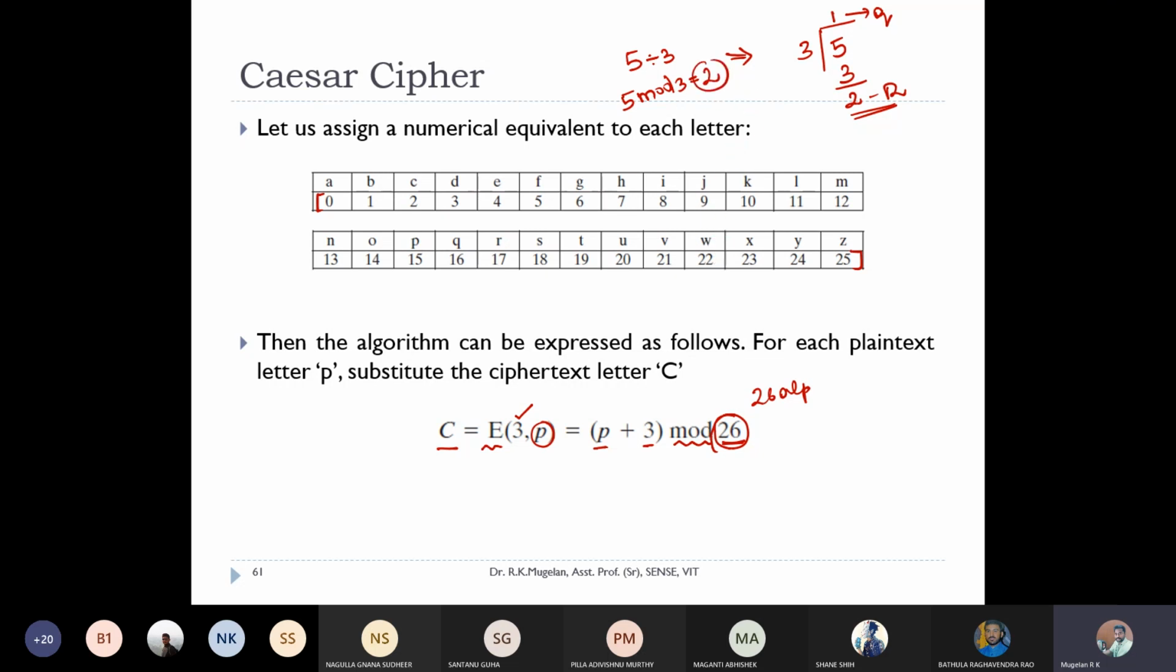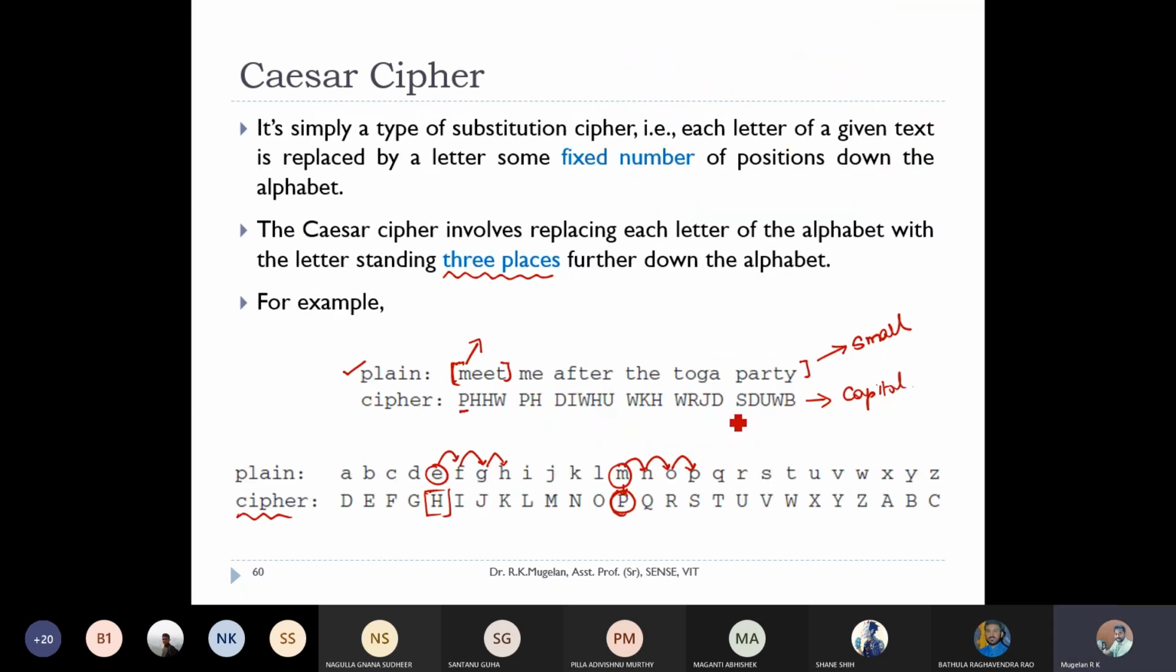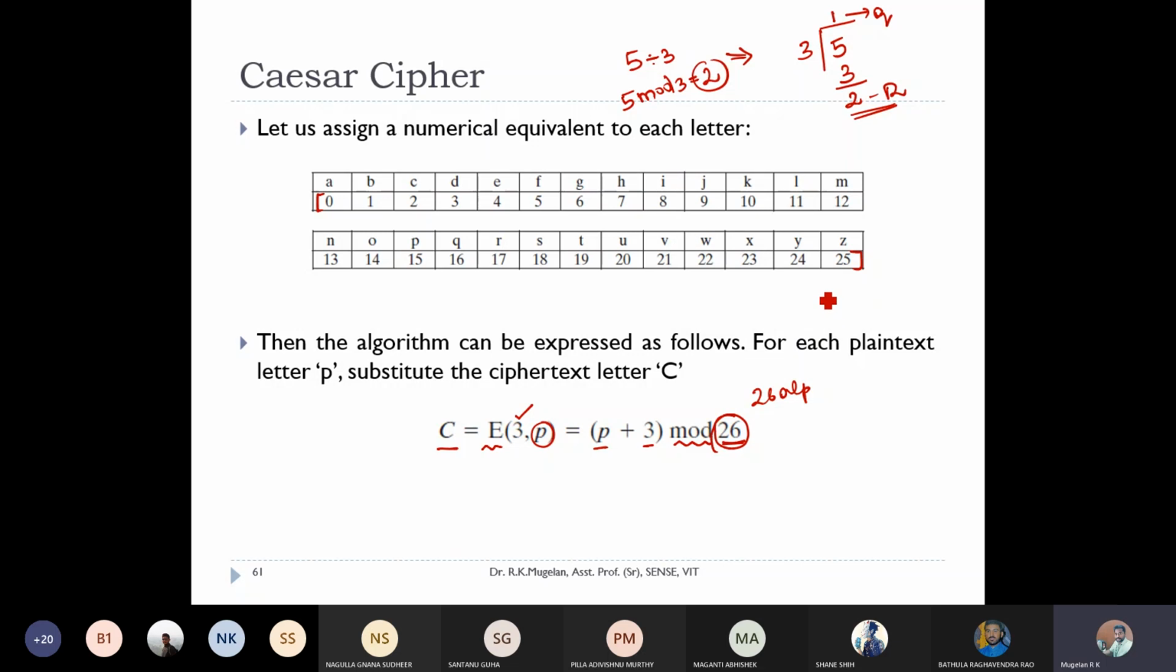Why do we go for this modulo operation? Assume we take the word THE here. The word is T, H and E. The original position of T is 19, right?